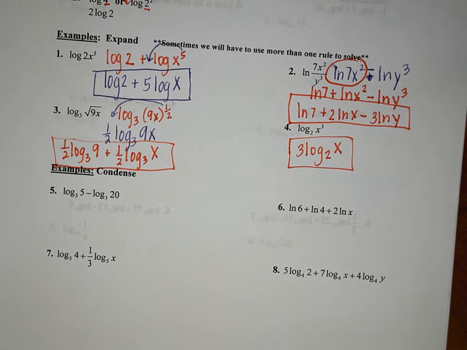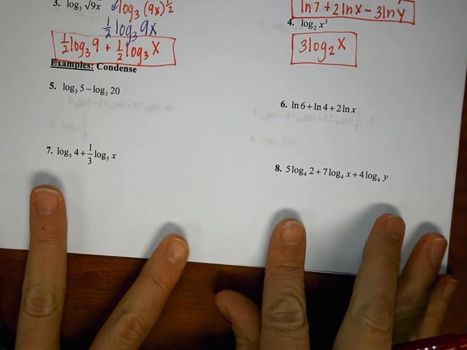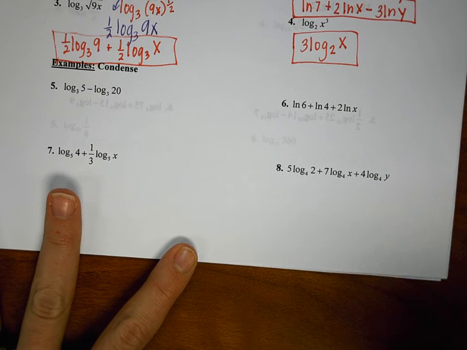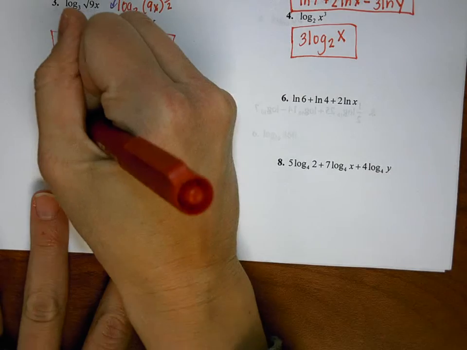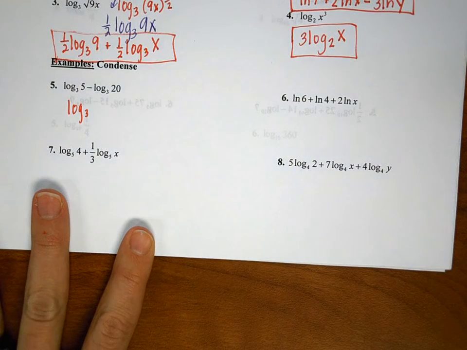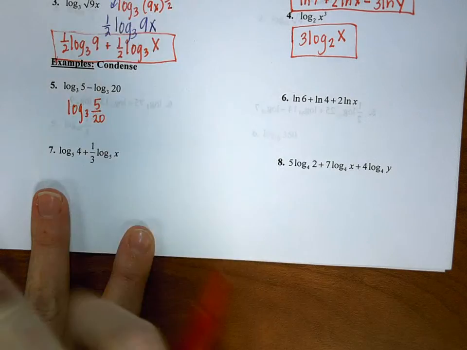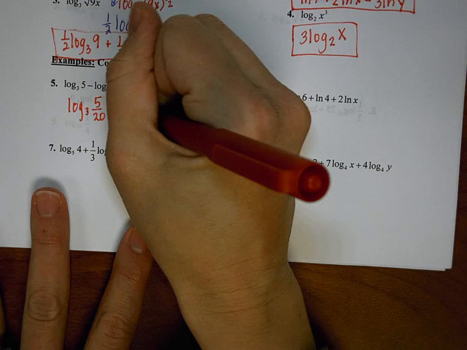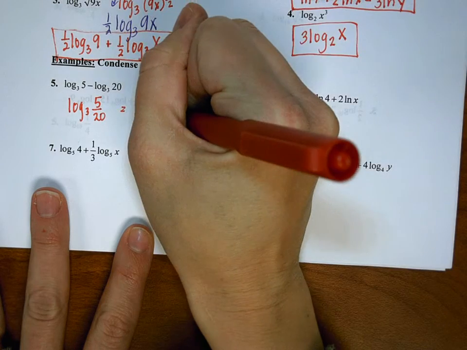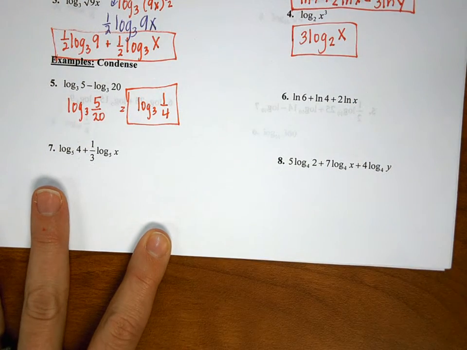Now we're going to work on condensing. So with condensing on my first one, when I have subtraction, subtraction is going to change to what? Division. Remember that your first number will go on top, your second number will go on the bottom. So when I write this, it's going to be log base 3 of what? 5/20. You're writing it to condense to one log. So it's log base 3 of 5/20, and reduce it if you can. Can that reduce? Good. Log base 3 of 1/4. And this would be my answer when I'm condensing.